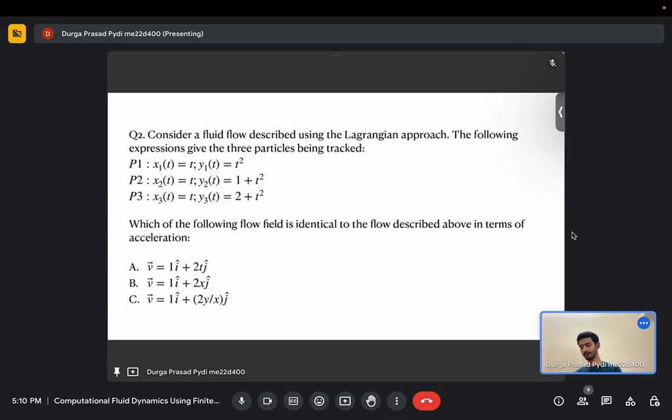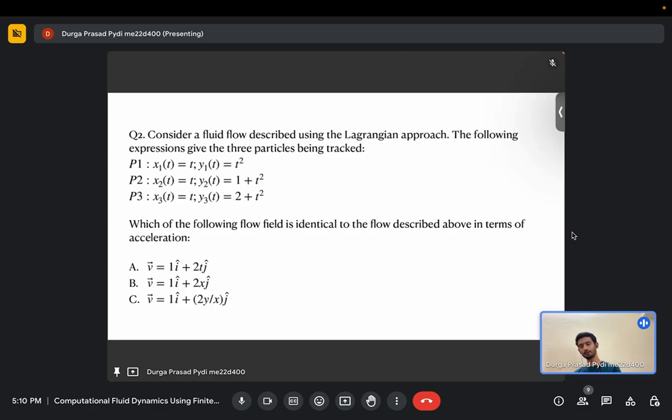So if you see, there are three particles in a 2D flow, and the coordinates are given by, where small t is your time, x1 equal to t and y1 equal to t square. The second particle follows x2 equal to t and y2 equal to 1 plus t square. Similarly, there is a third particle that also has some profile given to it.